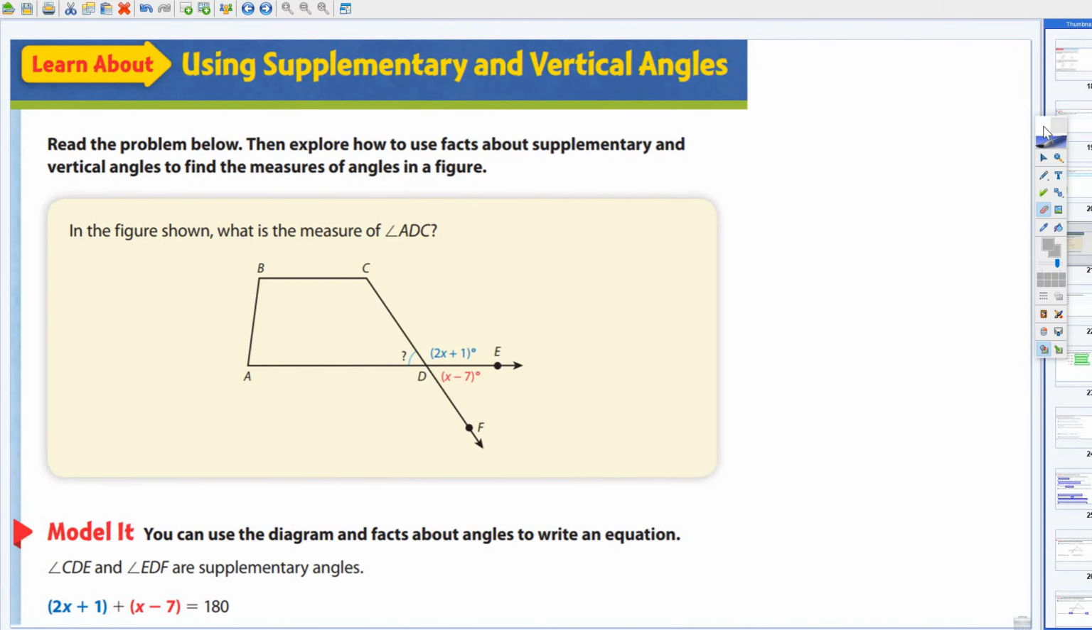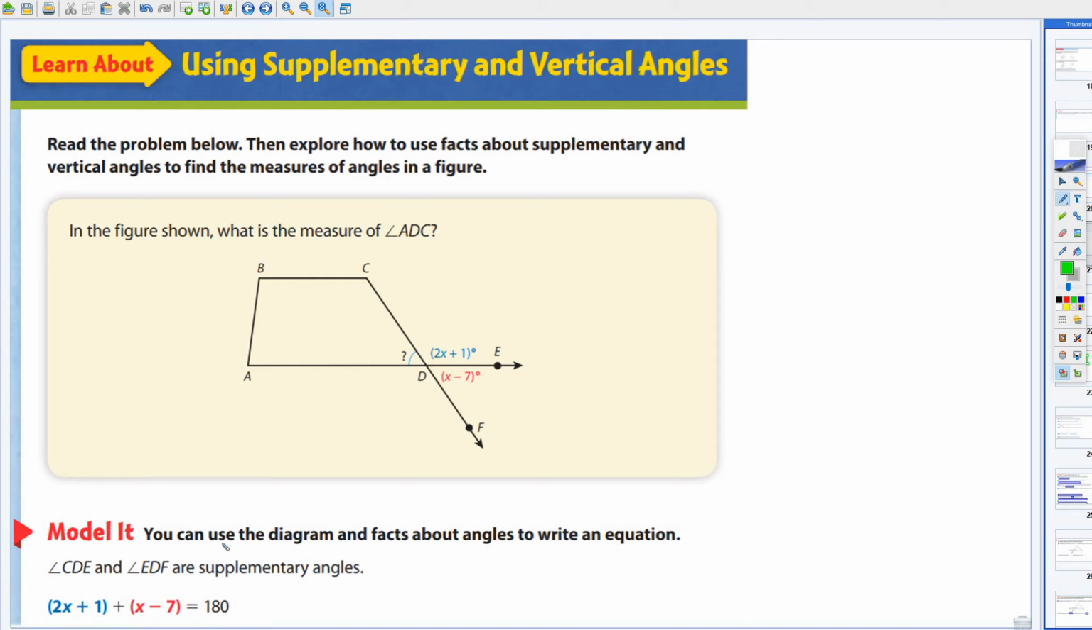Now we're going to learn about using supplementary and vertical angles. Read the problem below, then explore how to use facts about supplementary and vertical angles to find the measures of angles in a figure. In the figure shown, what is the measurement of angle ADC? I'm going to help you. ADC. So I'm just going to follow those lines, and we know it's this angle. They put a question mark there too. So they're asking, what is this measure?